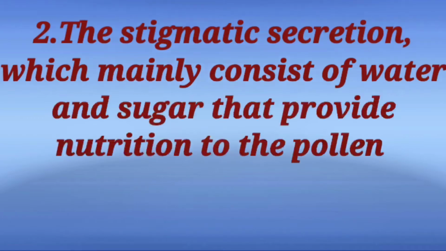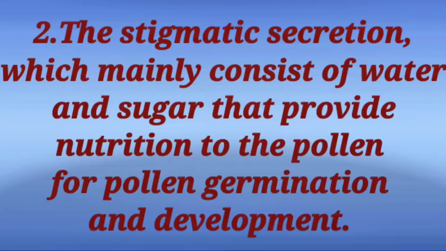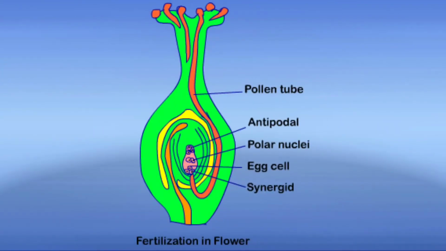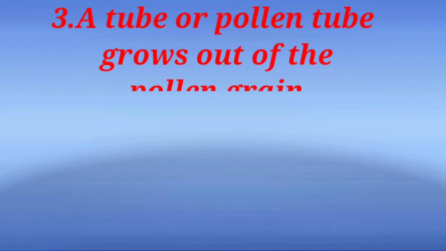In pistil interactions, what happens? The stigmatic secretions, which mainly comprise, as I said, water and sugar, provide nutrition to the pollen, and hence the pollen germination takes place. You can see in this diagram how the pollen tube is coming out from the pollen grain and it enters the embryo sac through a pore. That pore we call the micropyle.